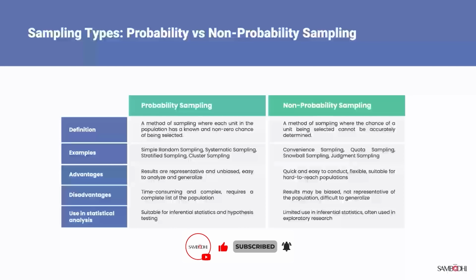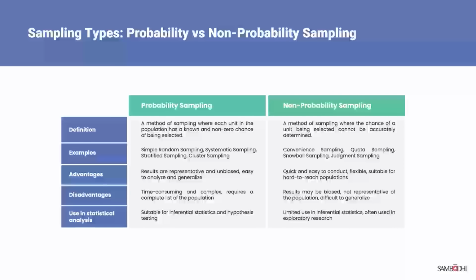Probability sampling is a method where each unit in the population has a known and non-zero chance of being selected. This method is suitable for inferential statistics and hypothesis testing, and its results are representative of the populations and unbiased. It is easy to analyze and generalize, but this method has certain disadvantages. It is time-consuming and complex and requires a complete list of the population. Some of its examples include simple random sampling, systematic sampling, stratified sampling, cluster sampling, etc.